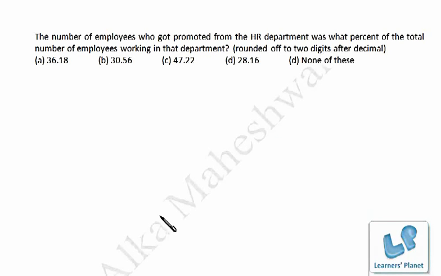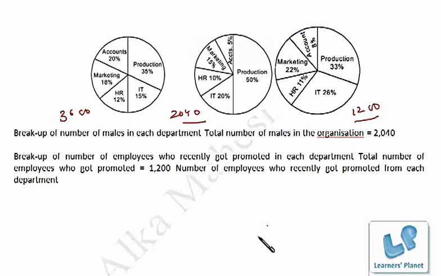Okay, we have one more question from this pie diagram. The number of employees who got promoted from the HR department was what percentage of the total number of employees working in that department? That's also pretty simple. We have to round off to 2 digits after decimal. So let's do it. Now, the total number of people who are promoted from the HR department is 11% of 1,200, right? So it's 12 into 11.